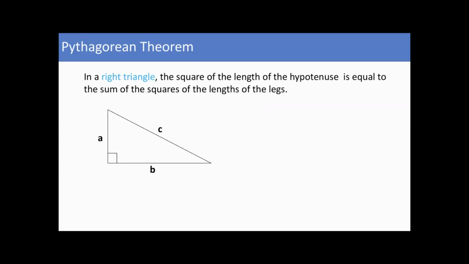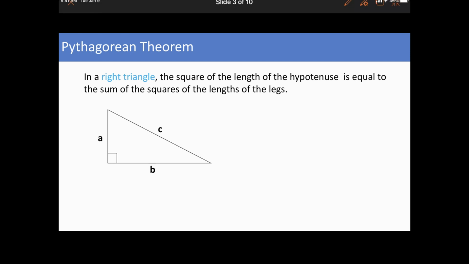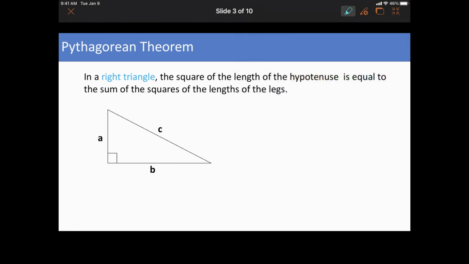So the Pythagorean theorem, people often just think it's a squared plus b squared equals c squared, but that's only part of it. It's usually stated in this way in words: in a right triangle. And that's the most important part people forget. In a right triangle. This doesn't work for obtuse triangles. It doesn't work for acute triangles. Has to be a right triangle.